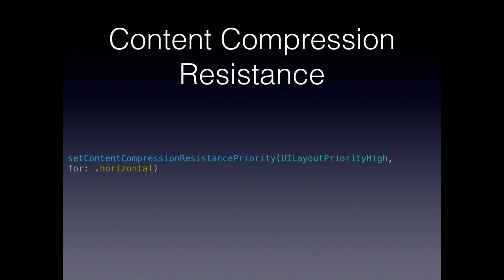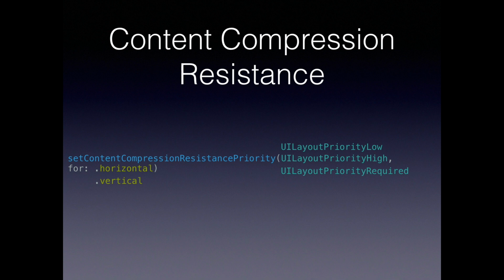And then content compression is the exact opposite. Content compression is when something's trying to get squished. So like maybe we type a whole lot of text, and now it wants to compress our image. Well, we can set this to a high value or a required value, just like the other one. And this is going to make sure that it tries not to get squished smaller than its intrinsic content size. So you can imagine if you set both of these to required on, say, the image, then the image is going to basically be its intrinsic content size. It's never going to stretch, and it's never going to squish. It's going to leave all of that to the label.